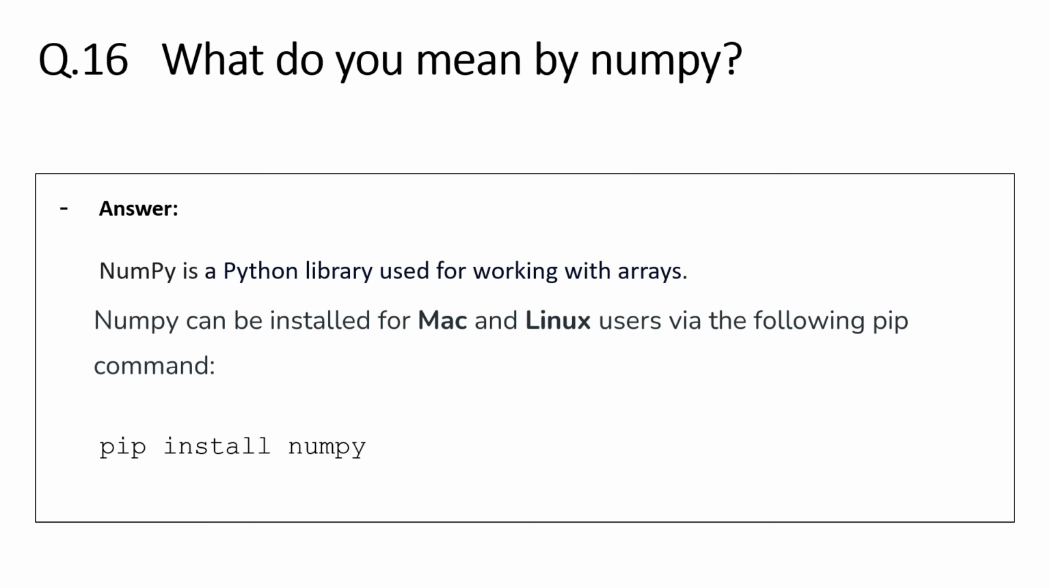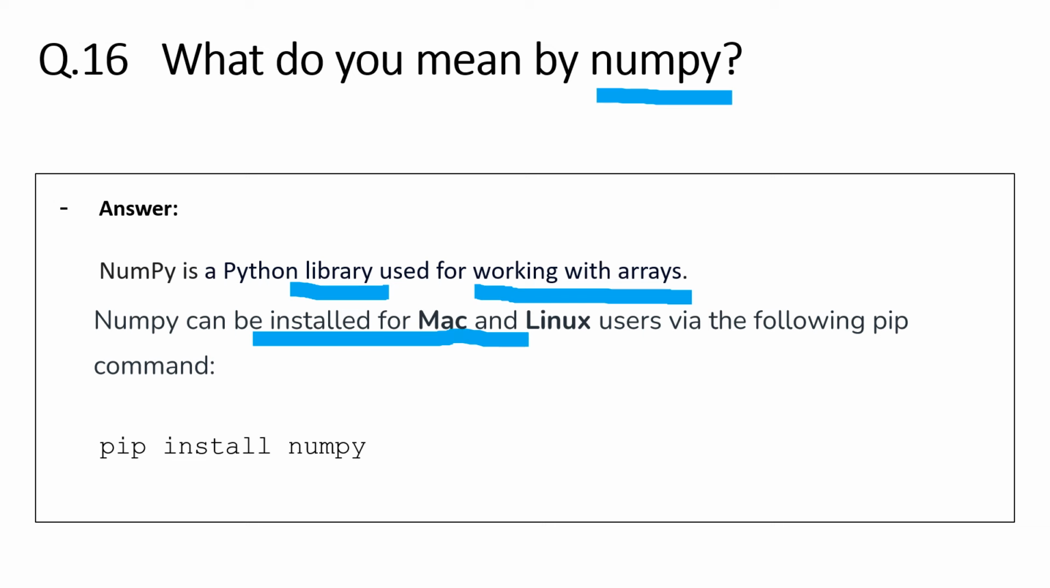Now let's go for question number 16. What do you mean by Numpy? Numpy is the Python library which is used for working with arrays, and it can be installed for Mac and Linux users via the following pip command. The command is pip install numpy. So whenever you are working with arrays, you may need this numpy Python library, which we can install by using pip install numpy.